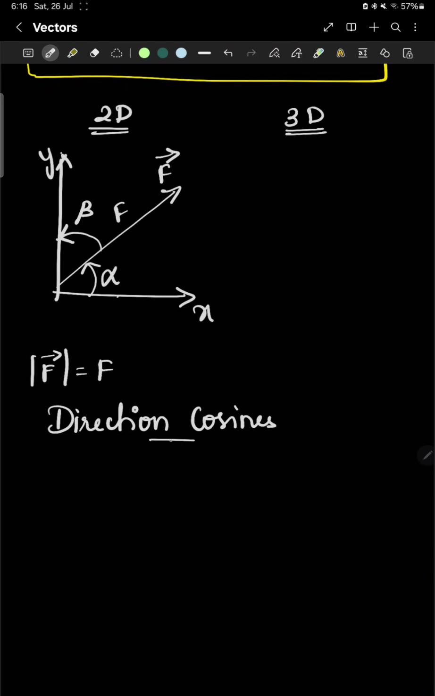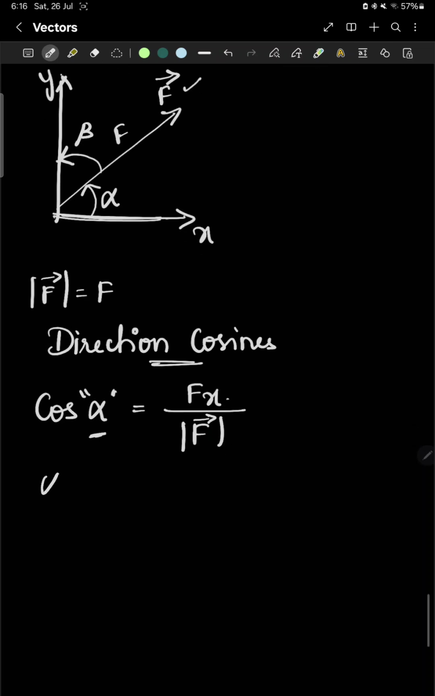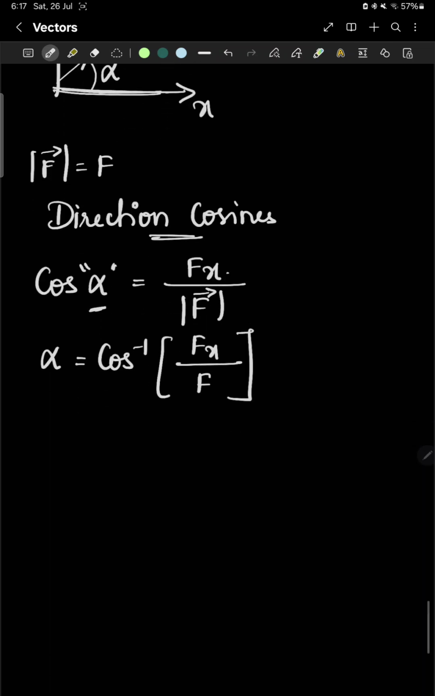So this is represented as C cos alpha. That means to calculate the angle alpha with respect to the positive x-axis, the angle made by this F vector with the positive x-axis, I can use the formula. The projection on the x-axis, Fx, divided by the magnitude of F. So alpha is equal to cos inverse of Fx divided by the modulus of F, which means the magnitude of the force.